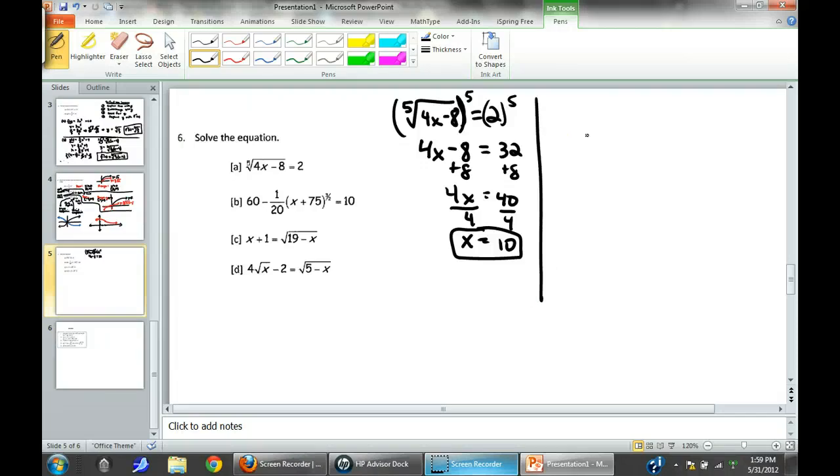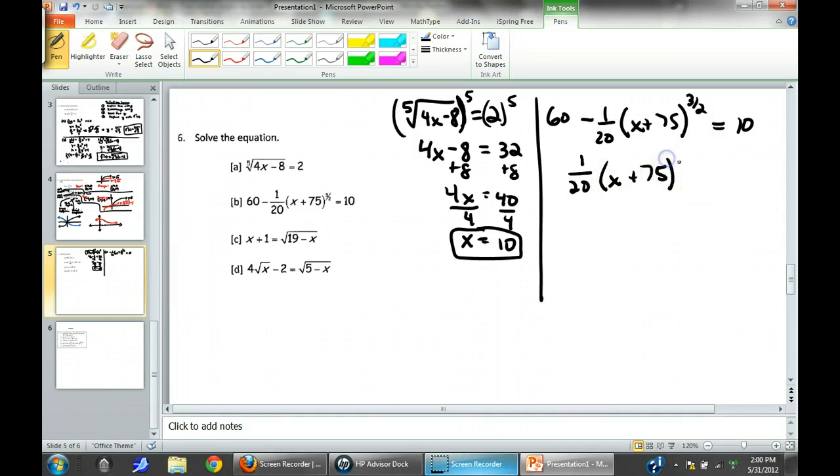Next up, we have 60 minus 1 over 20, x plus 75 to the 3/2 power equals 10. Okay, we first need to subtract the 60. And so that leaves us just with the negative 1 over 20, x plus 75 to the 3/2 power, and it's going to be equal to negative 50 when we subtract 60 over.